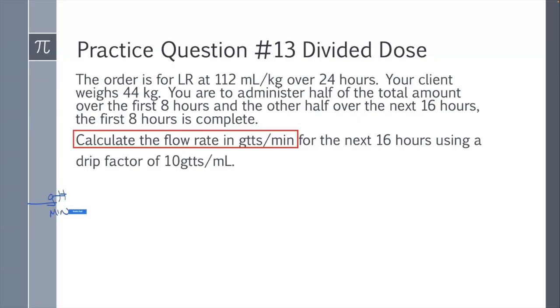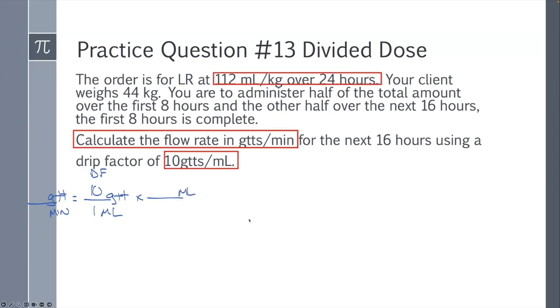My minutes on the bottom. And we'll solve for drops to start with. So we get our drop right here in our drop factor or drip factor. Same drops per 1 milliliter. I don't need drop per milliliter. I need drop per minute. So I'll simply move my milliliters. It tells me up here I have 112 milliliters per 1 kilogram of my patient's body weight per day. 24 hours. I know in a divided dose question, that's a day.